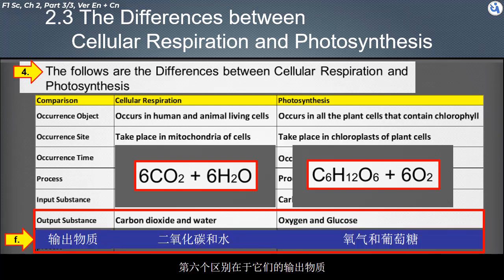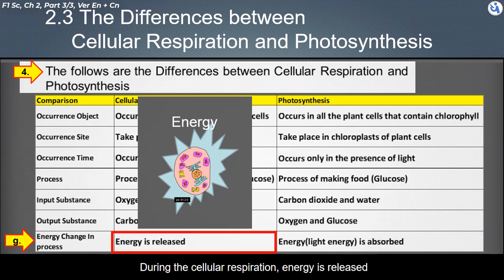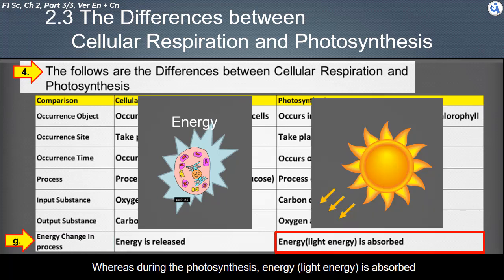The seventh difference is in the energy change in the process. During cellular respiration, energy is released, whereas during photosynthesis, energy is absorbed.